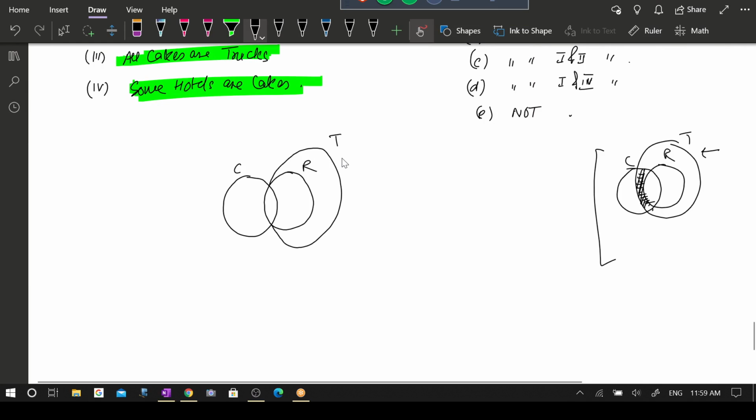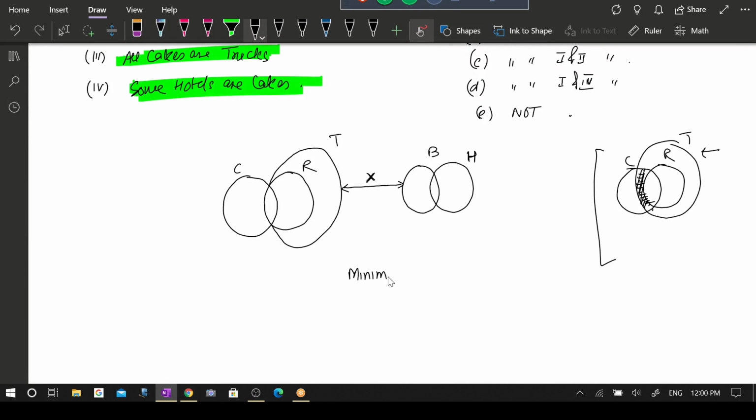Then next is all roses are trucks. And no trucks are bricks. Great, Benazir. No trucks are bricks. So there is no relationship between a truck and a brick, like the relationship between Modi ji and Rahul ji. So just put a cross. And then last, some bricks are hotels. Some bricks are hotels. So I'm just drawing it like this. A very simple minimum overlap diagram.